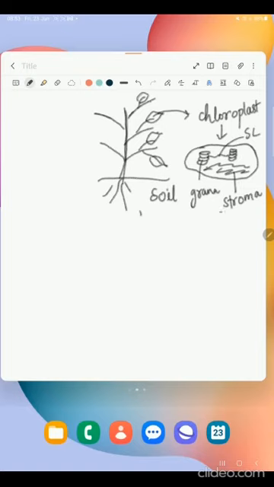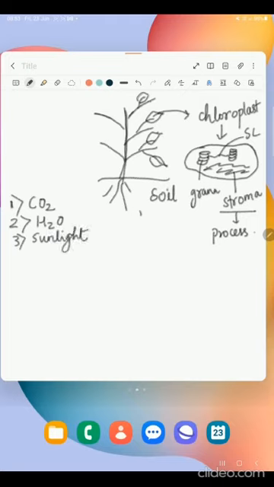So in this stroma, basically the process occurs. Now, for photosynthesis to occur, there are four things that you need to remember. Number one, the first thing is carbon dioxide, CO2. Number two, water. Number three, sunlight. Number four, chlorophyll.